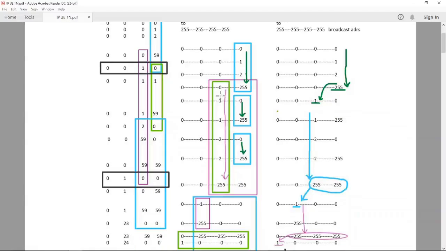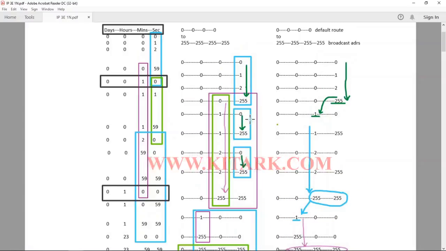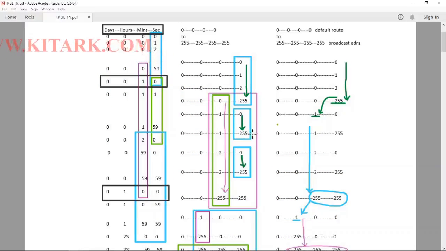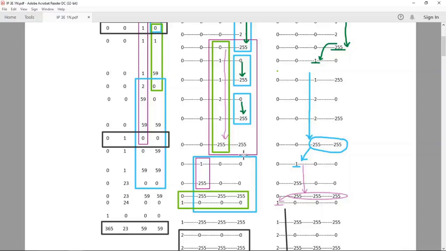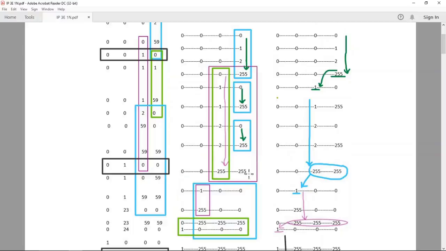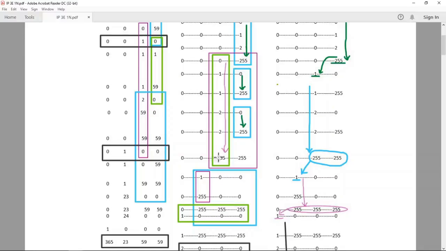Again, the third octet still remains at 1 until the fourth octet goes from 0 to 255. Likewise, after 255 on the fourth octet, the third octet becomes 2 and it goes from 0 to 255. Then again from 3 it goes from 0 to 255. Likewise, until both the third and fourth octets become 255. The second octet remains at 0, right?